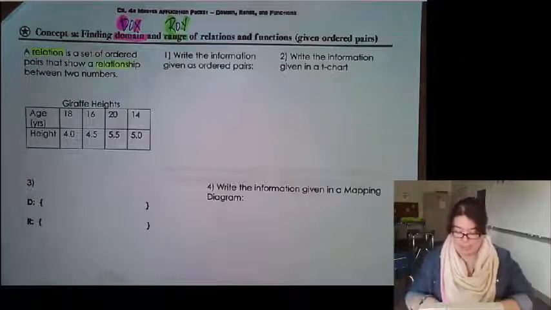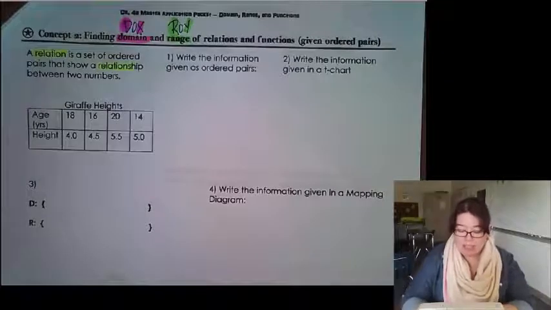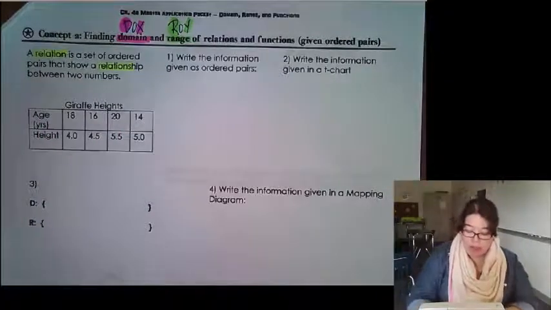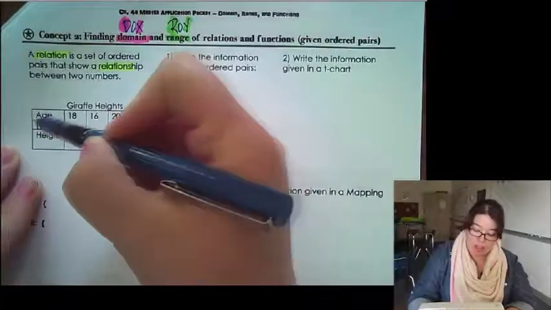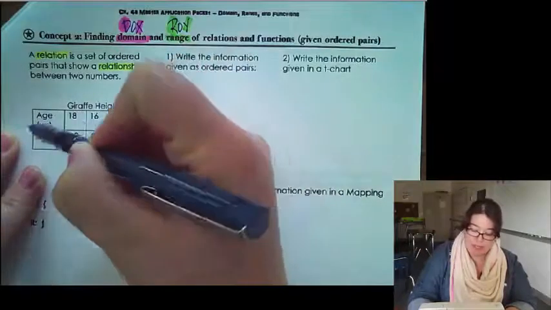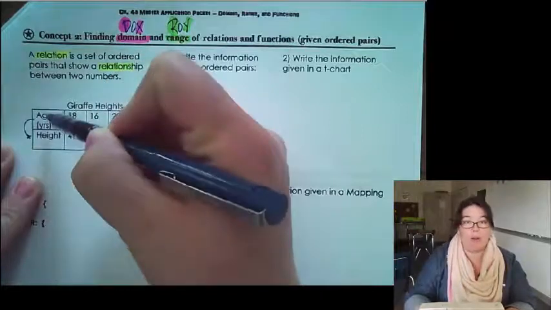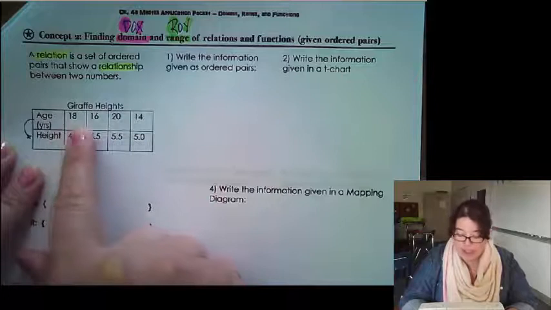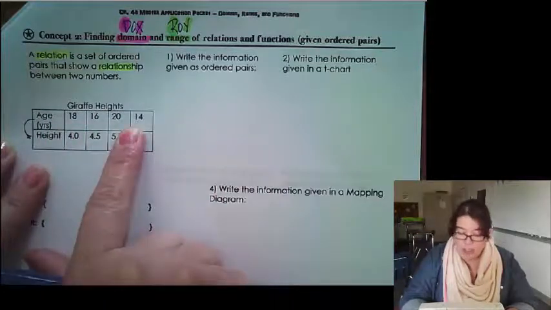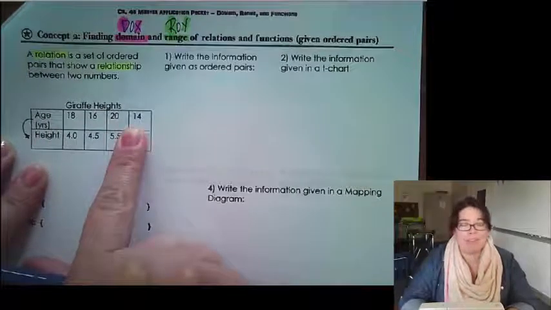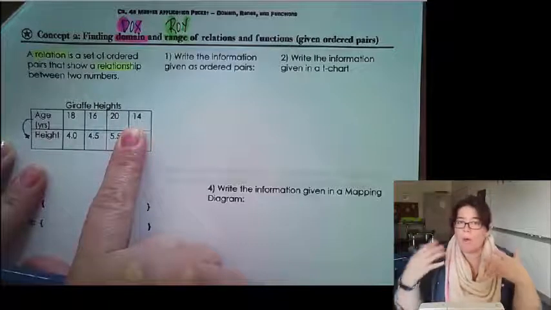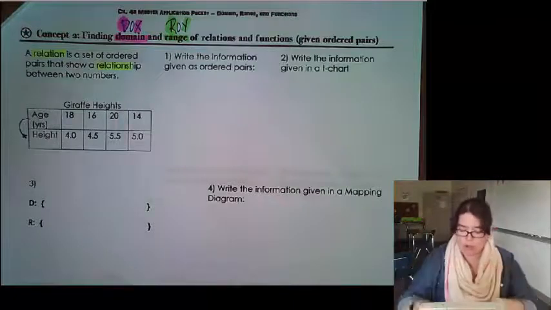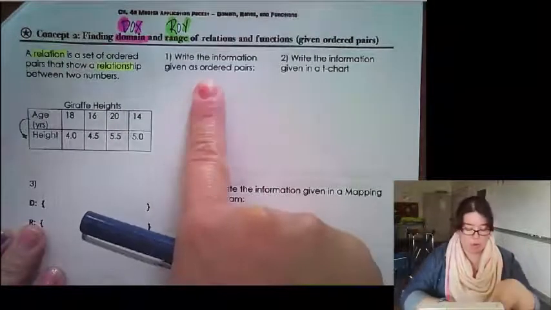in our packet today. Now, in this relation, we have a group of numbers, ordered pairs, showing the relationship between the age of a giraffe and its height. So the relationship from the age to the height. Now, if we look at the information, you can see that as the age gets older, actually they're not in order. That's not very helpful, is it? So one of the first things that we'll need to do is put these in order. So we're going to write them as ordered pairs.